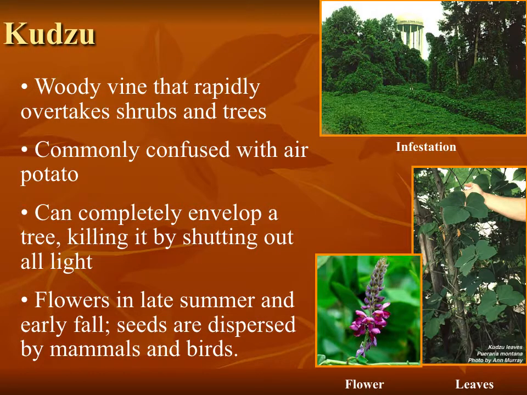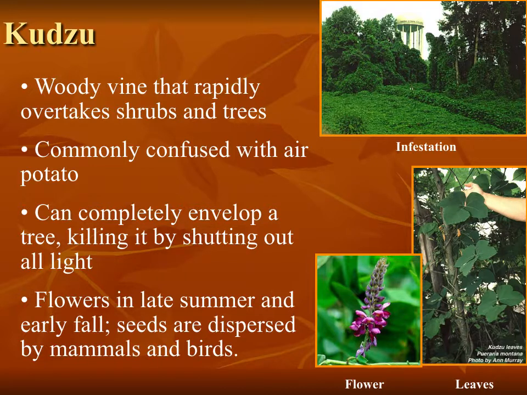Kudzu. Now, some of you who are from the deep south, but not necessarily central Florida, know this as a terrible vine in Georgia, in Alabama, Mississippi, etc. It's a woody vine. It rapidly overtakes trees and shrubs, especially further north of here. Kudzu is not very commonly found in central Florida. There is a stand that I can think of right across the street from the extension office here in Dade City. But what it is commonly confused with is air potato.